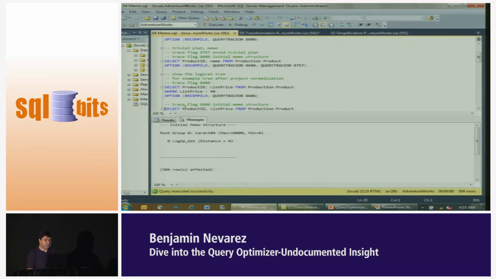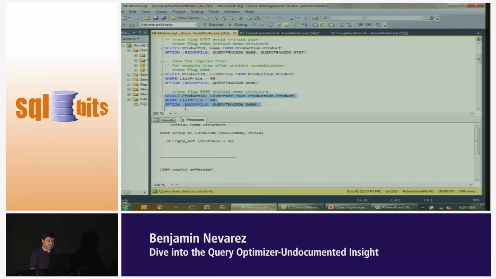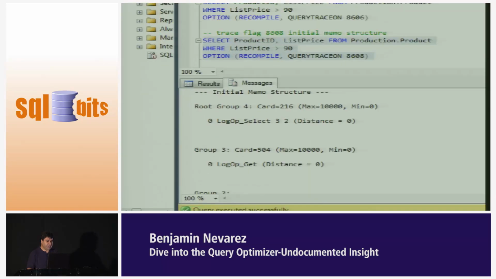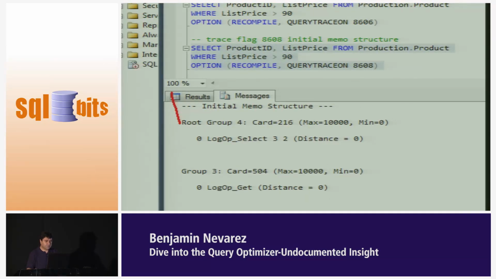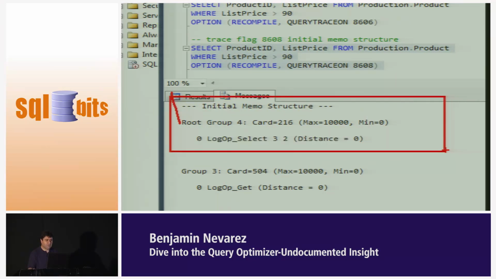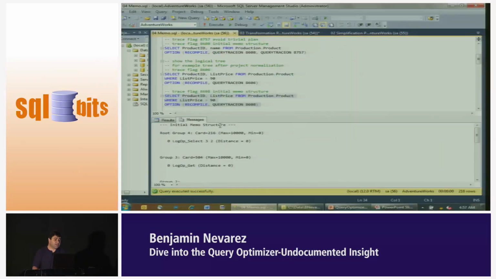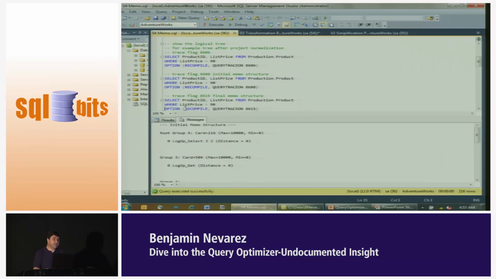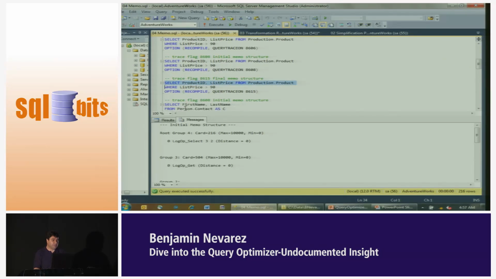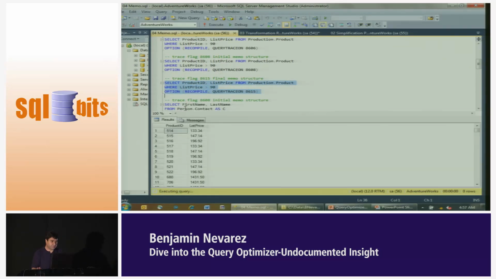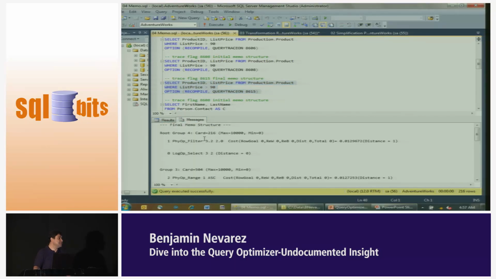So you can see, let me show you this one here. You can see the initial memo structure. There are going to be different operators in different groups. And there is also a trace flag to see the final memo structure. And this is an example of this.